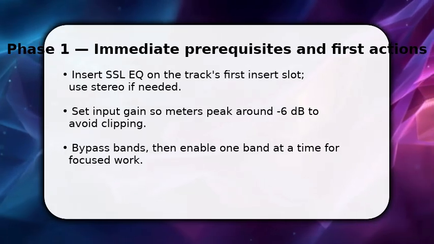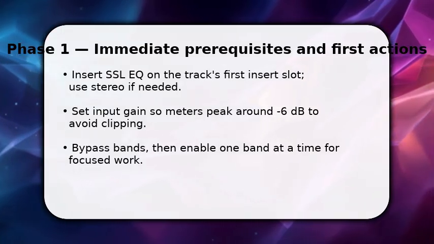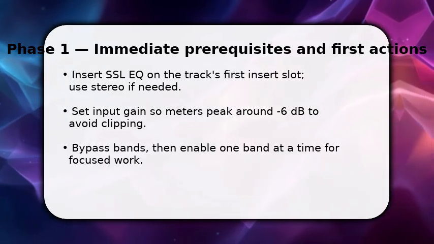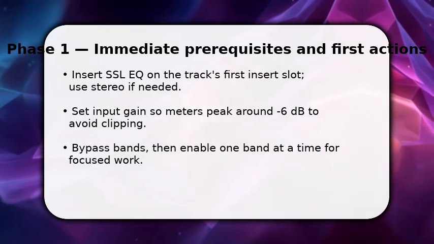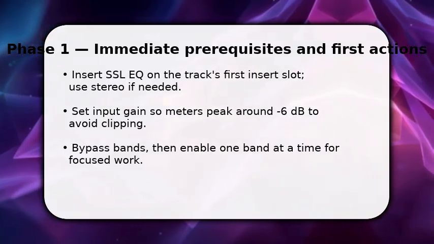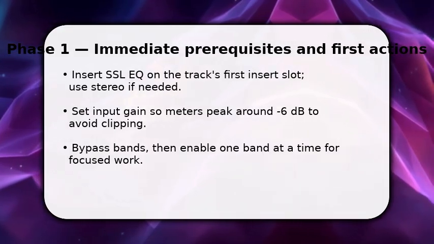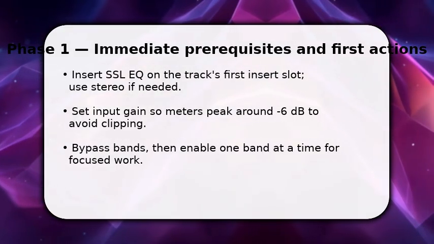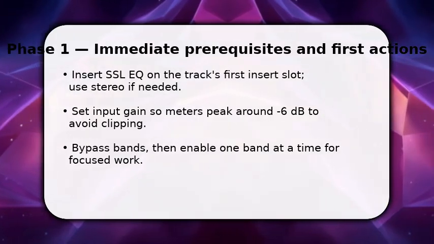You start by placing the SSL EQ on the channel insert and checking levels. Make sure the track peaks near -6 dB to leave headroom. Once done, switch the EQ out of bypass for a single band and pick a musical frequency to test. Use a low Q for broad tonal shaping and a narrow Q for surgical cuts. This helps you hear cause and effect immediately. Listen in context with the mix, not solo, so your decisions translate to the whole session.